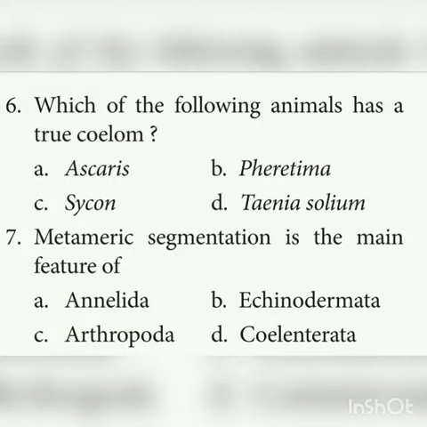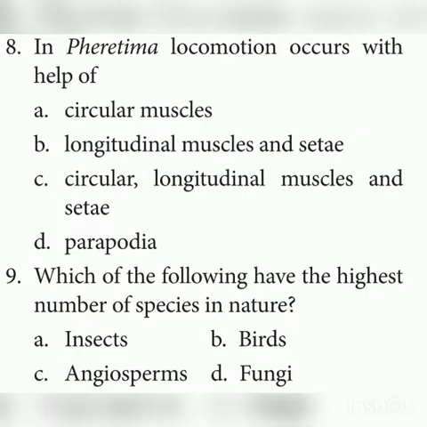Sixth one, which of the following animals have a true coelom? Pheretima, that means earthworm. Seventh one, metameric segmentation is the main feature of phylum Annelida. In Pheretima, the locomotion occurs with the help of circular and longitudinal muscles and setae.